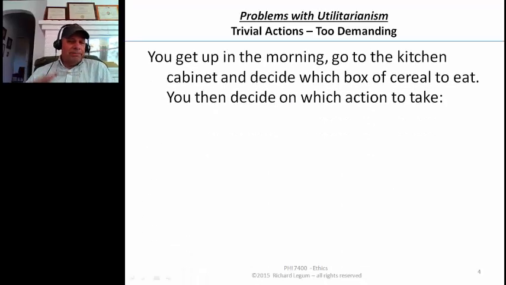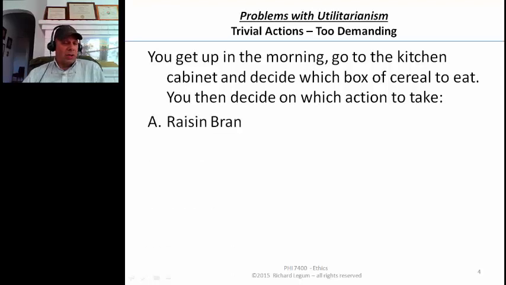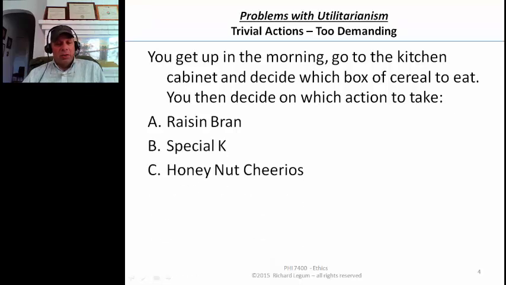Get up in the morning, go to the kitchen cabinet, decide which box of cereal to eat. You're in a hurry. Don't worry about your concerns that you're morally required to take care of your body and look for good nutrition. Let's set aside those issues for a second, and you've got to decide which action to take. So what are the alternatives available to you? You open the closet and you find there's Raisin Bran, there's Special K, there's Honey Nut Cheerios, and Frosted Flakes.